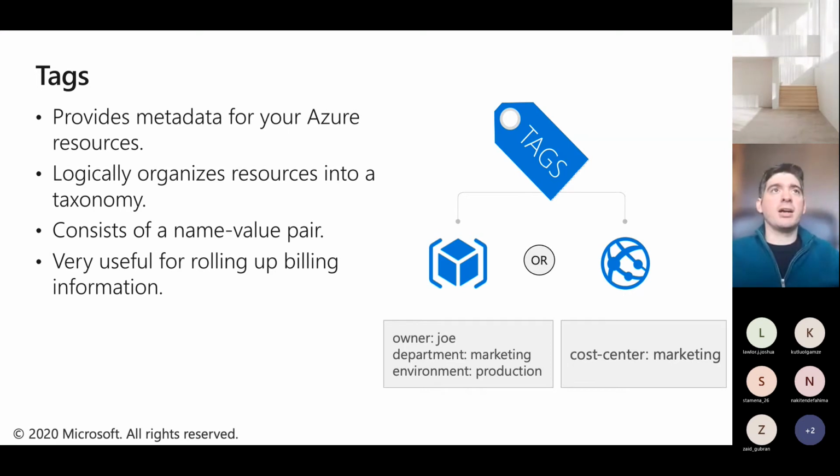In particular, you've got tags. This gives you what we call metadata for your Azure resources. Your metadata might be who the owner is, what the department is, what the environment is that's done something or created some data or saved some information there. This allows you to logically organize resources into a taxonomy. So you can then search by owner, by department, by environment, by cost center. And this is a name value pair.